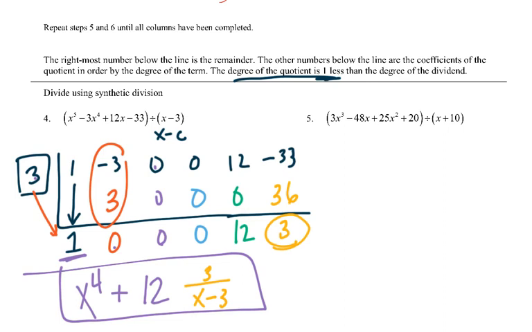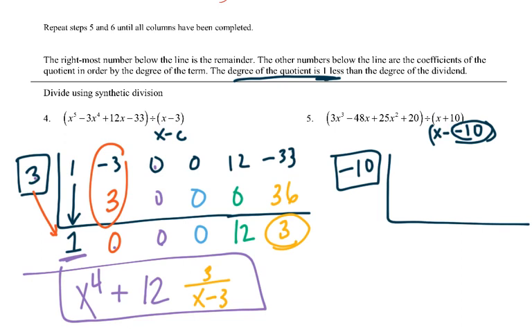All right, number 5. We have our x minus, we would consider this the same as x minus negative 10. So my c value is actually negative 10. Goes in the box. Put the upside down L, or I'm going to write my coefficients. Now look at something very carefully. This is not written in order, so you would want to rewrite it in order.